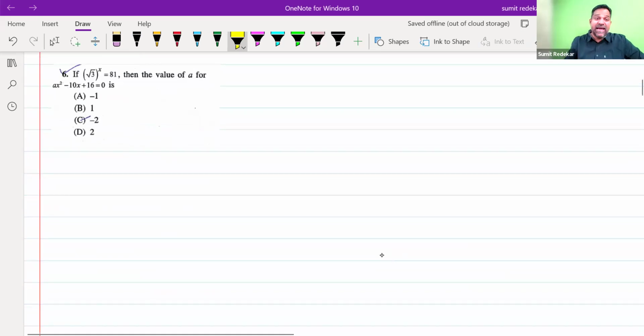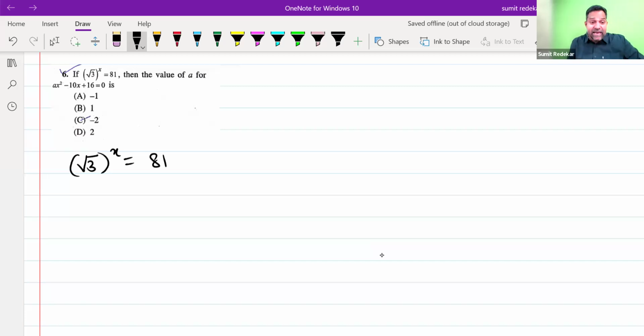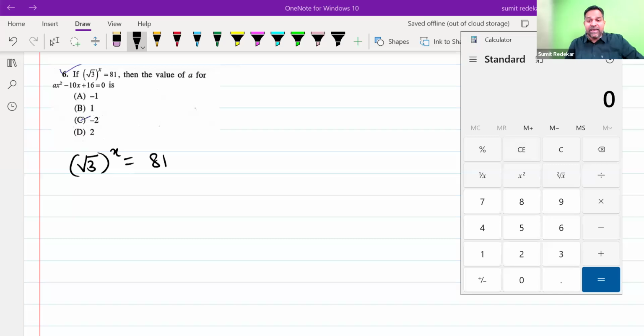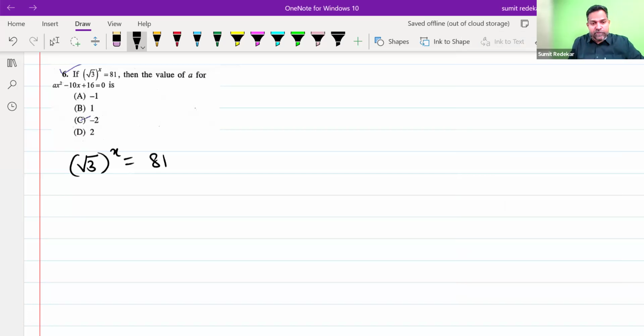Question number 6, an indices question. What does the question say? If root of 3 raised to x is 81, what is the value of a? If this equation is true, fine. If root of 3 raised to x is 81, the left base is 3, the right also has to be 3. Find out 81 is which power of 3? 3 into 3, 9, 27, 81. 81 is the 4th power of 3.